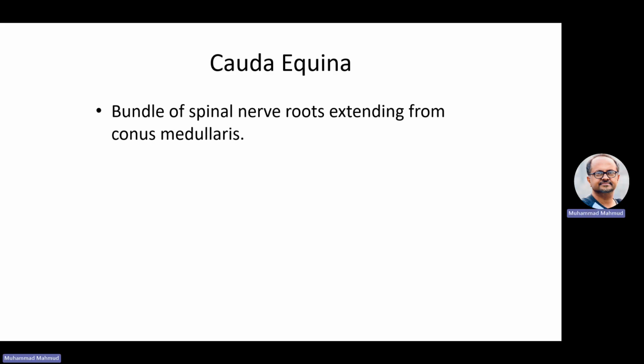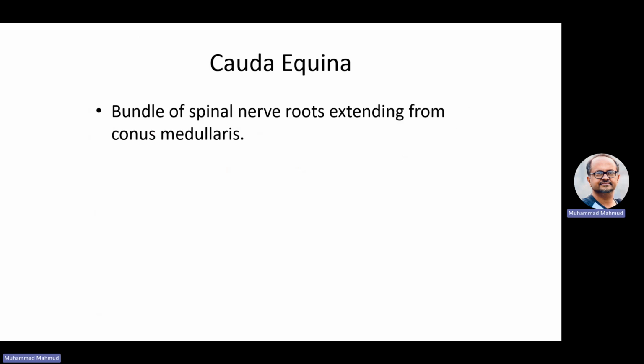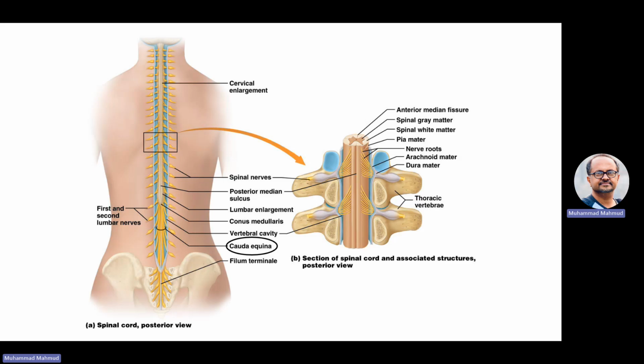We know already about the conus medullaris. There is another thing to add with that part is the cauda equina, bundle of spinal nerve roots extending from conus medullaris. Take a look into this. At L1 and L2 level, spinal cord is done, making a cone-shaped structure, conus medullaris. But you see, a bundle of those nerves, spinal nerves, are still moving downwards. So these bundle of spinal nerve roots, they are called cauda equina.